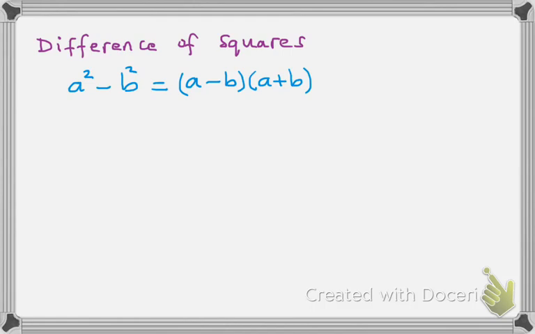These are conjugates because a and b are the same. The only difference between them is the sign in between. That's what you call conjugates. A minus b multiplied by a plus b. A difference of squares always factors in this way.